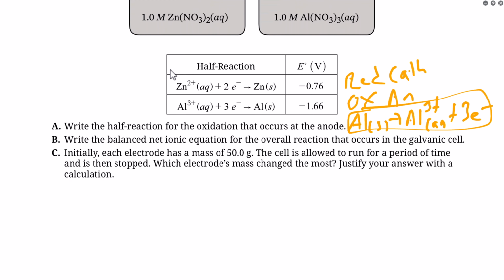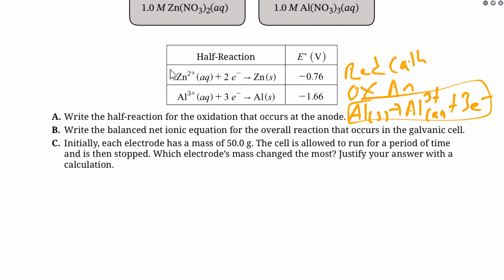It says write the balanced net ionic equation for the overall reaction. So we need to make sure that we combine these two reactions. Remember that when you combine half reactions, you need to make sure that the moles of electrons cancel in them. So we need to take this equation, multiply by 3, and this equation, multiply by 2. Remember that this equation is also the one that is flipped.